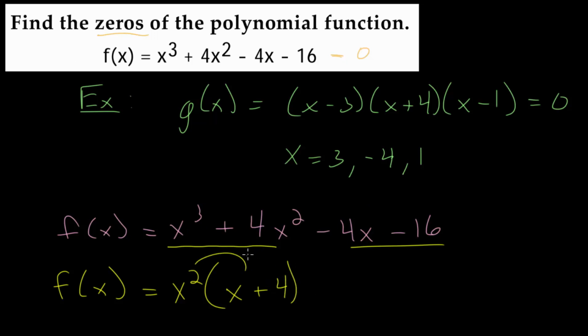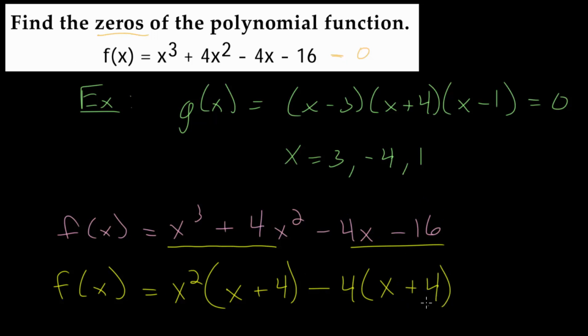And of course, you can check this by just redistributing. Now, for this next term, we can pull out a negative, since both of these are negative, and it looks like we can factor out a 4. And when we factor out -4, we are just dividing each of these by -4. This would just be positive x, and this would be positive 4.